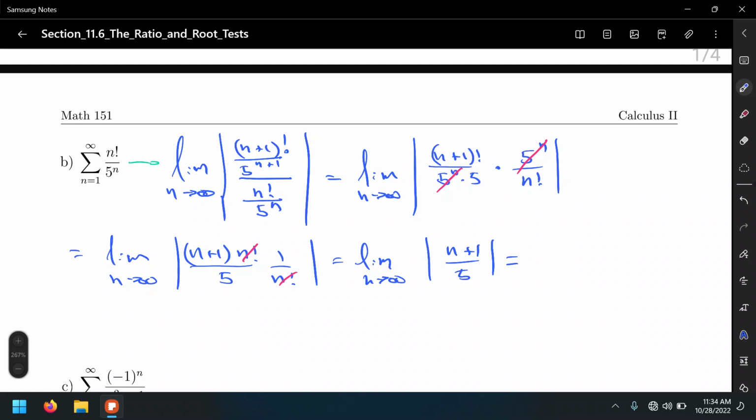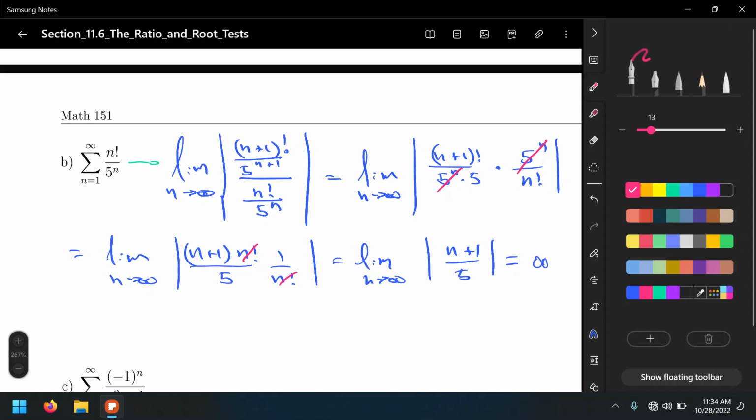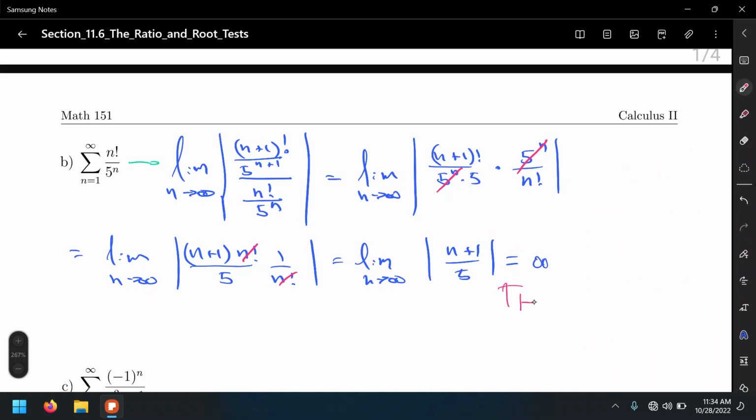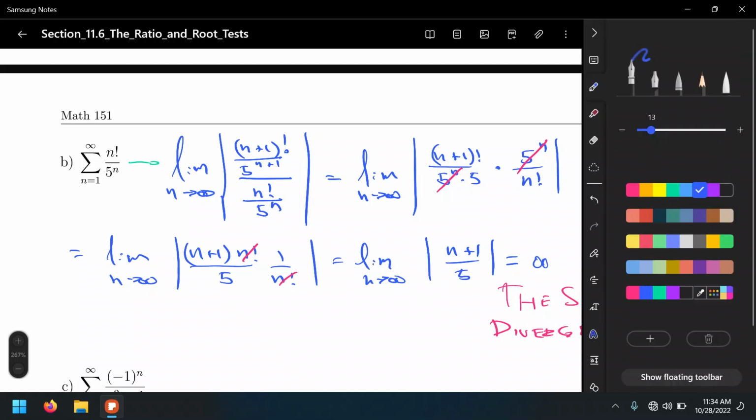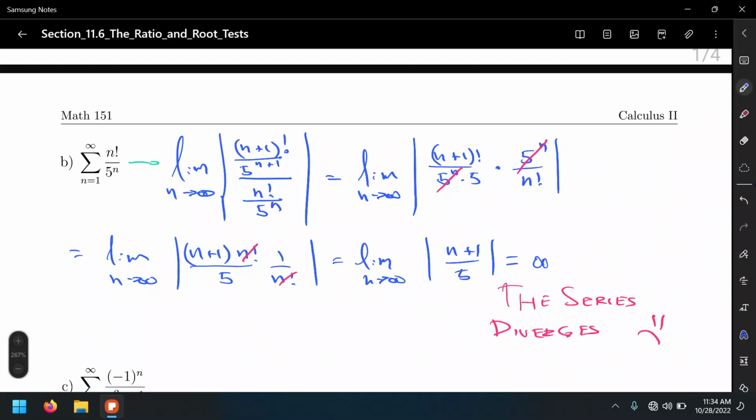And what's this limit equal to? Infinity. All right. And well, this means the series diverges.